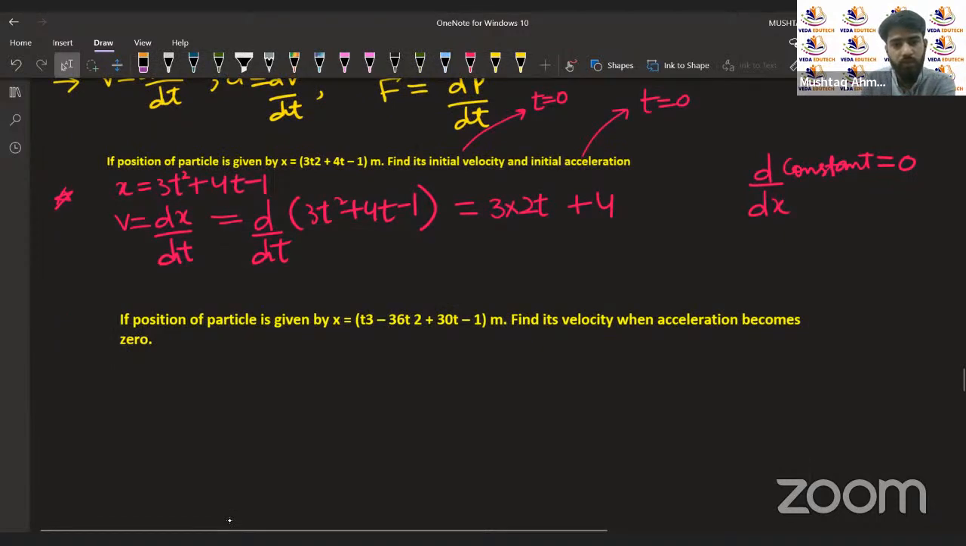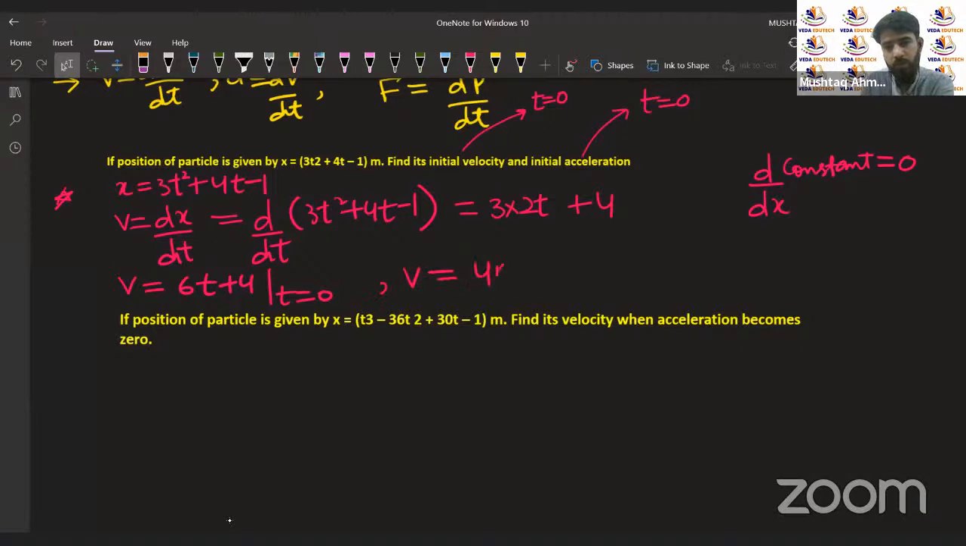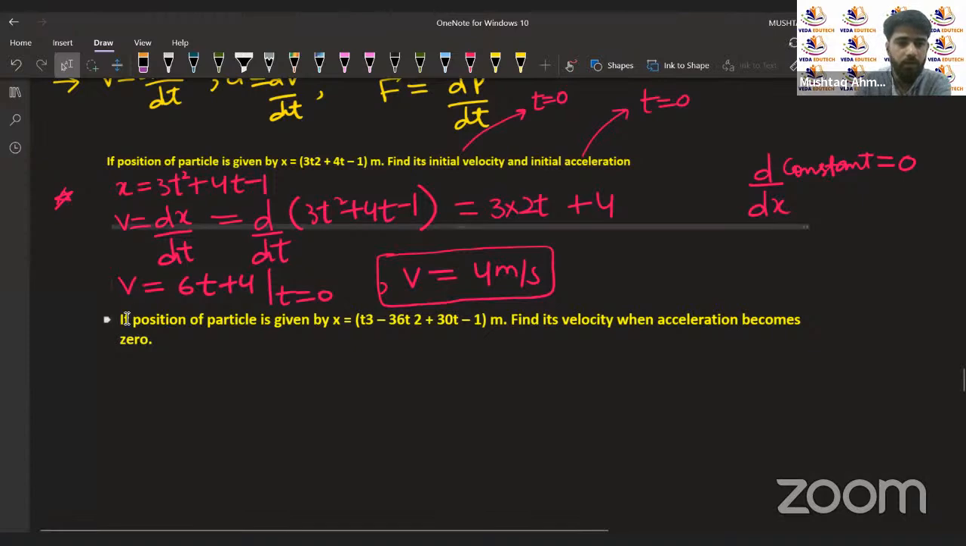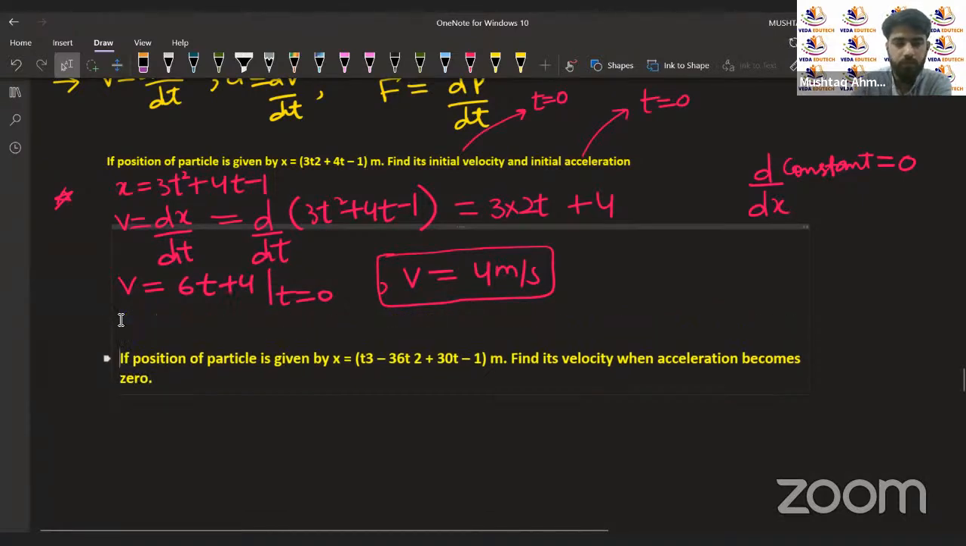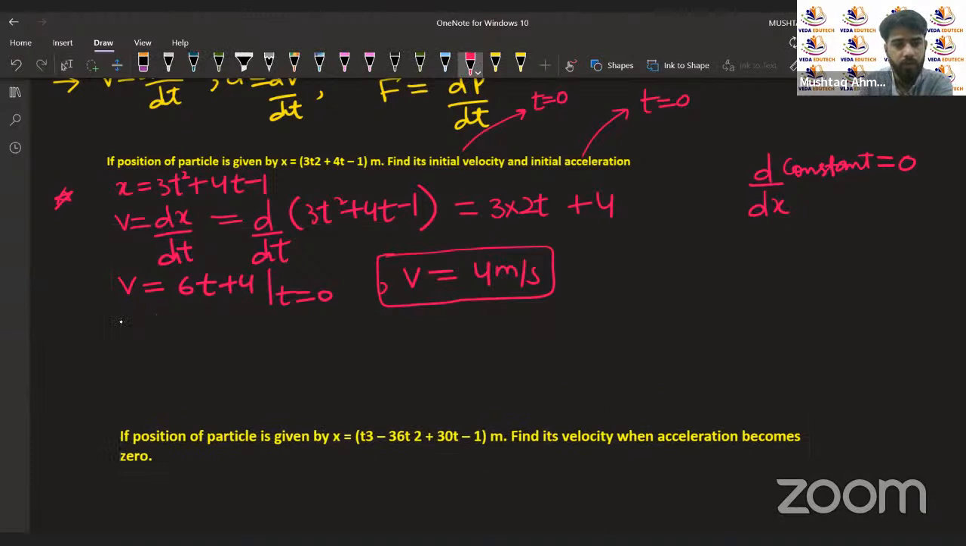So in this question, we can write that velocity is 6t plus 4. And we have to calculate the velocity of this particle at time t equal to 0. We'll put the value of t equal to 0 in this equation, and we'll get to know that the velocity of the particle at time t equal to 0 is 4 meter per second.